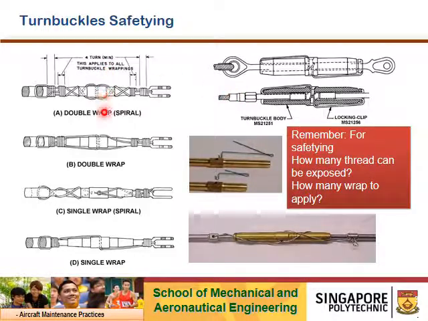There are four types of safety lock wiring wrap: double wrap spiral, double wrap, single wrap spiral, and single wrap. It is also based on the type of your cable diameter, as mentioned in previous slides.